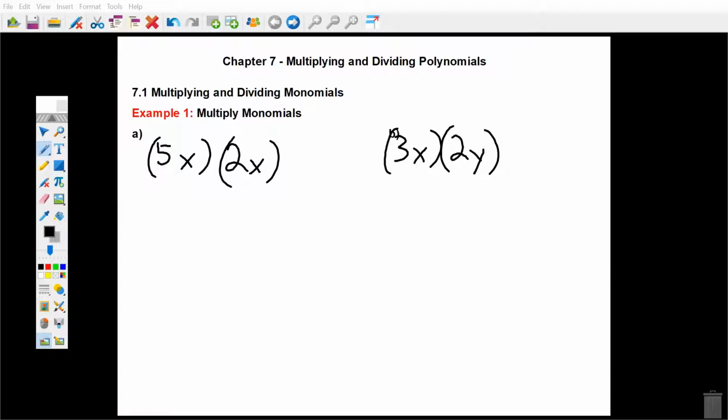Today we are working on 7.1, which is Multiplying and Dividing Monomials. Let's begin. Example 1 wants us to multiply these monomials, which is 5x times 2x.